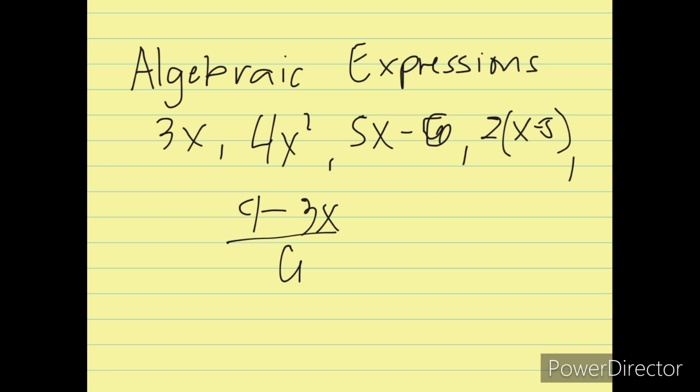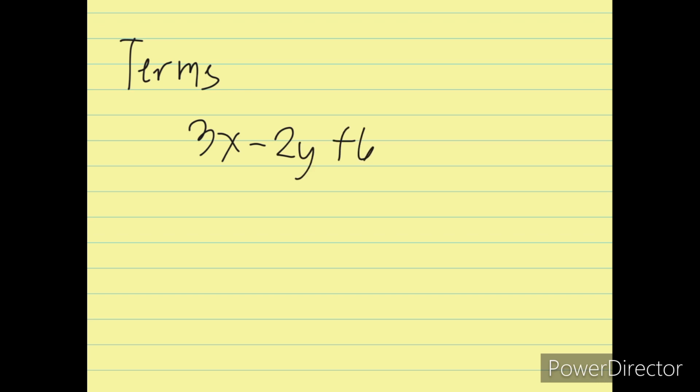In an algebraic expression, the parts that are added or subtracted are called terms. So what are the terms of the expression? A term is a number, a variable, or a product or quotient of numbers and variables. For example, the expression 3x minus 2y plus 6 has three terms.